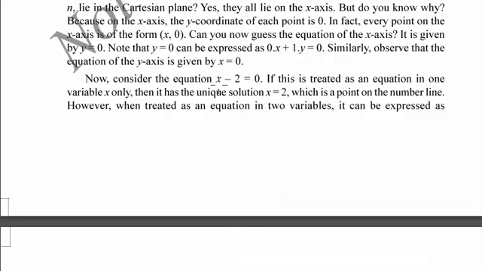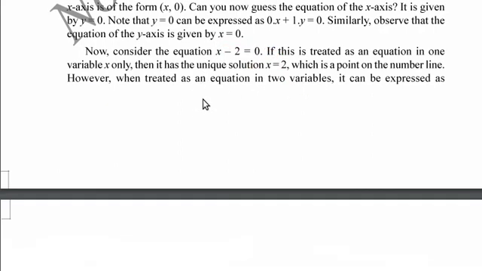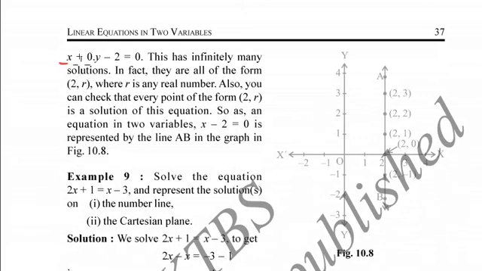Now let us see this equation, x minus 2 is equal to 0. This is stated as an equation in one variable because there exists only one variable. That means it has only one unique solution, which is a point on the number line. However, when this equation is treated as an equation in two variables, it could be represented as x plus 0 times y minus 2 is equal to 0. The coefficient of y is 0. There are infinitely many solutions for this, and we can generally write the points as 2, r. The ordered pair solutions for this equation are 2, r.